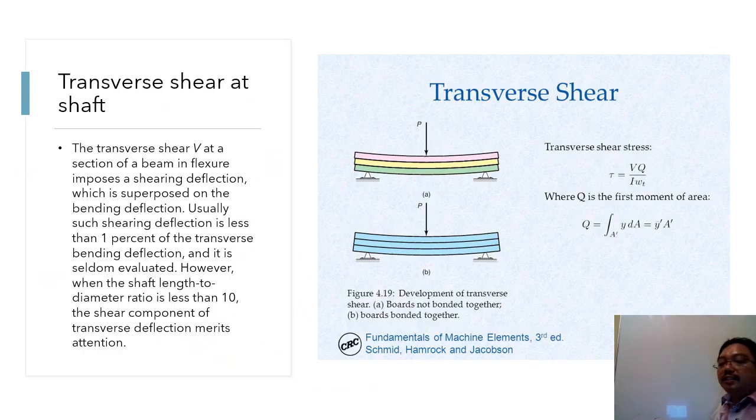Okay, how about the shear? How about the transverse shear? What is a transverse shear? Suppose this is a shaft. It's clamped with two bearings here and here. When you put a load onto the shaft, it will deflect the shaft. Maybe it becomes like this.